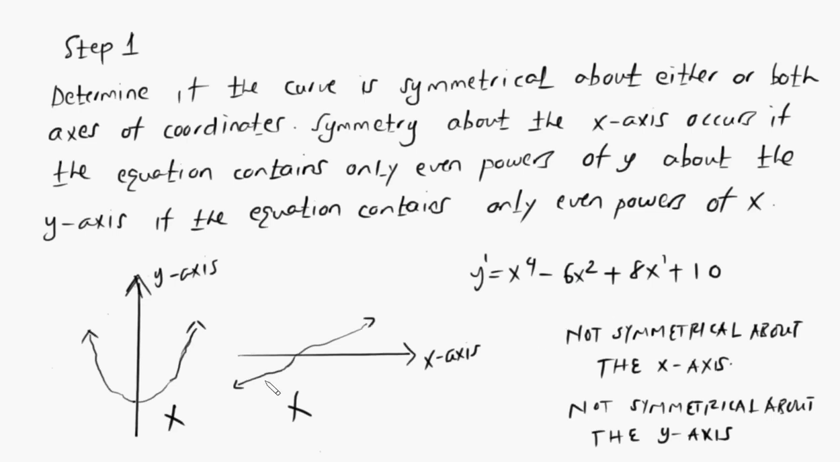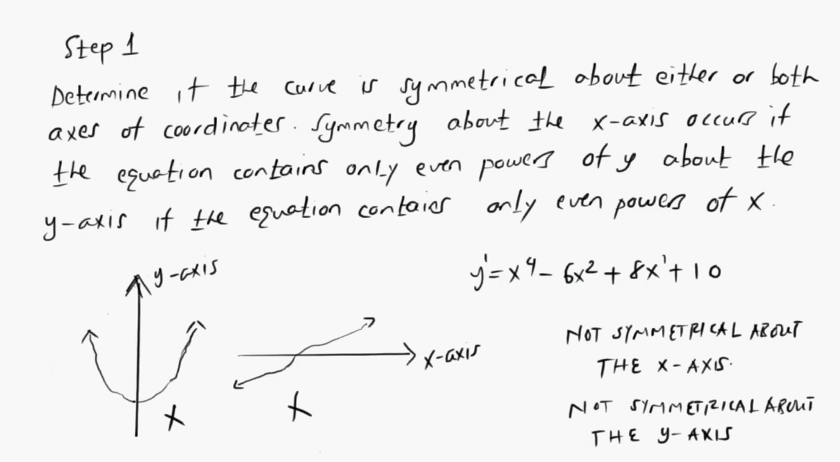So I repeat again, in order to determine that there is a symmetry about the y-axis, the equation must contain only even powers of x. And in order to determine that it is symmetrical about the x-axis, the equation must contain only even powers of y, which is not the case for our equation. So that was step 1, to determine if the curve is symmetrical about either or both axes of coordinates.